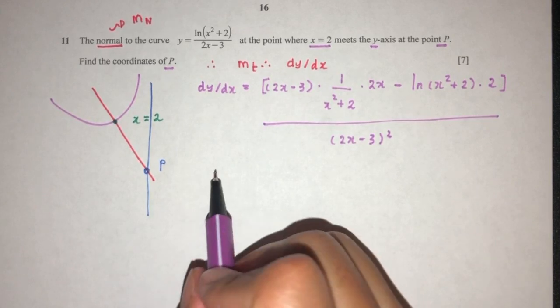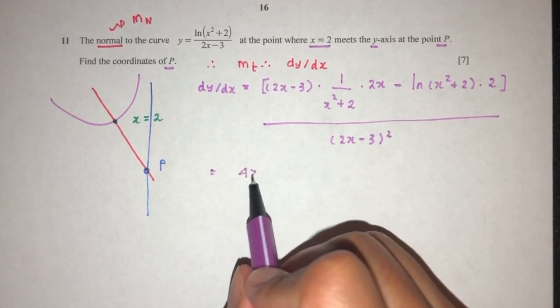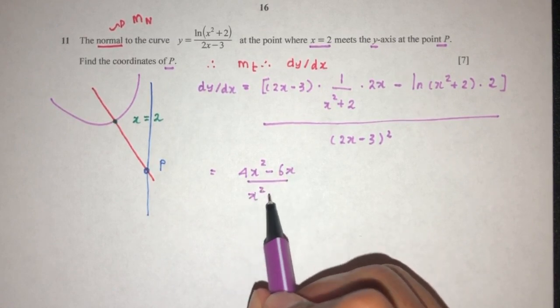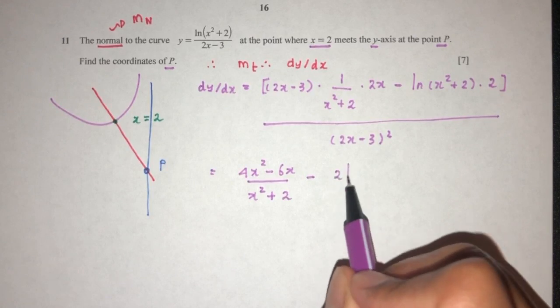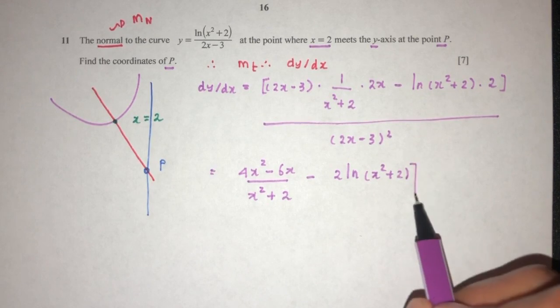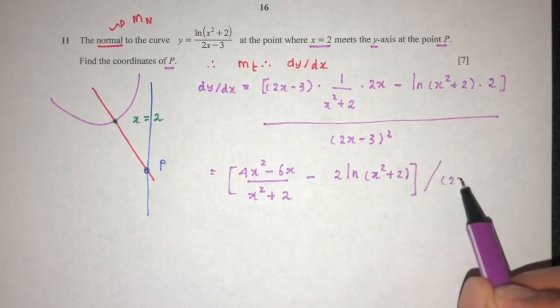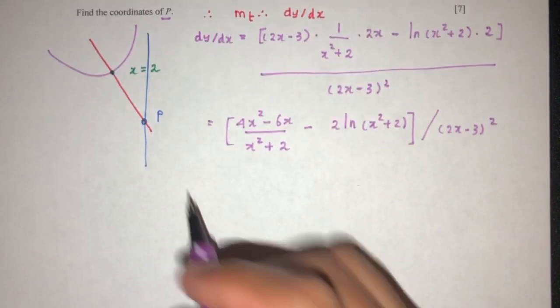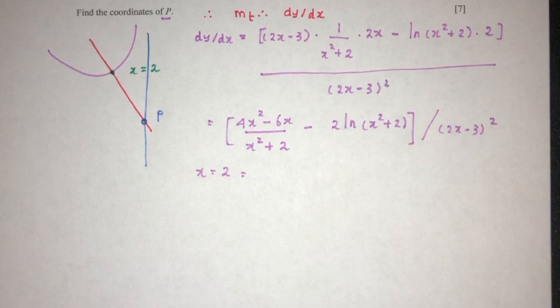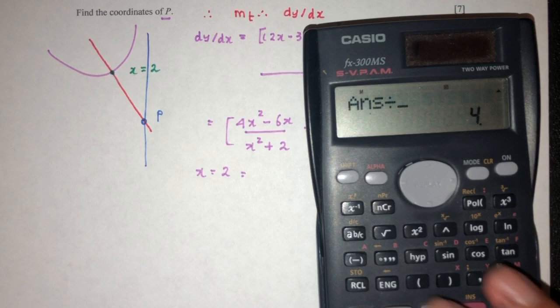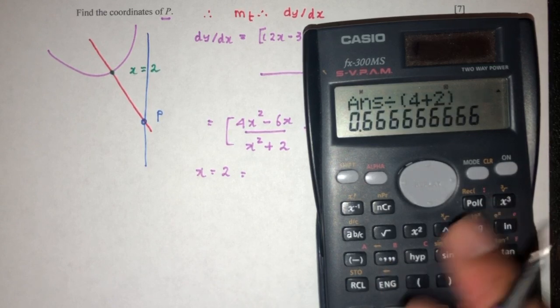So now we have to simplify, obviously. That will become 4x squared minus 6x over the value of x squared plus 2, minus 2 ln of (x squared plus 2), all over the value of this one. Now this is dy by dx, but we have to find this value when x is 2. Replace, when x is 2, what is that value? That will be 4 times 2 squared minus 6 times 2, divided by 2 squared, which is 4, plus 2.